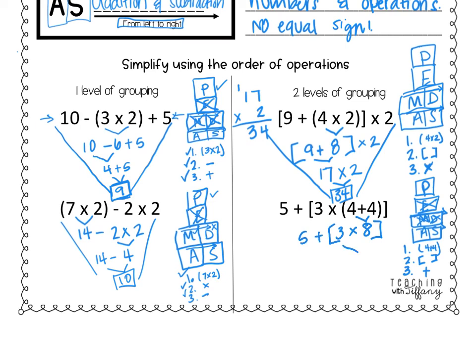We solve what's inside of our brackets. We have 3 times 8, and that is 24. Rewrite your equation, and our next step was to add. And we're going to add 5 plus 24. 5 plus 24 equals 29. 29 is our answer, and we have a V for victory.